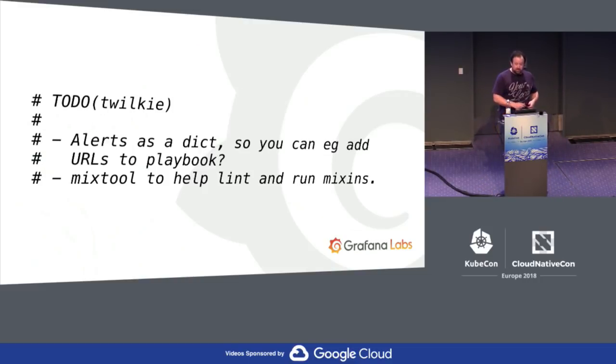I've got a little bit of work to do. I want to put URLs in playbooks. Currently, we haven't figured out a way of doing that. I want to build this tool so you don't have to have those cumbersome commands.